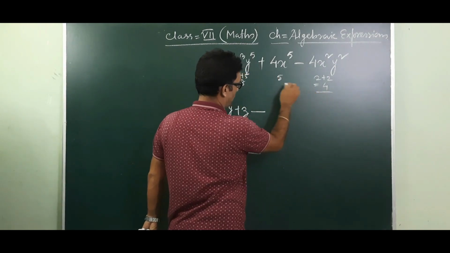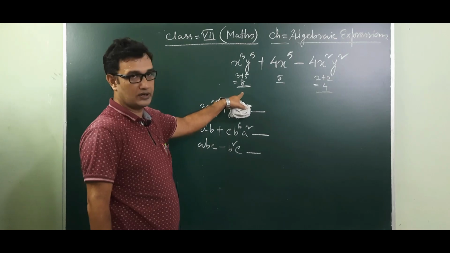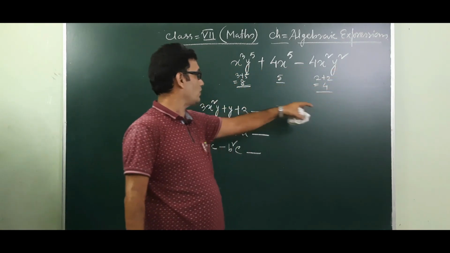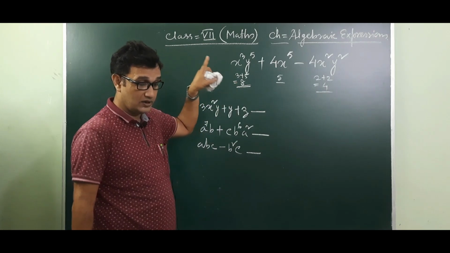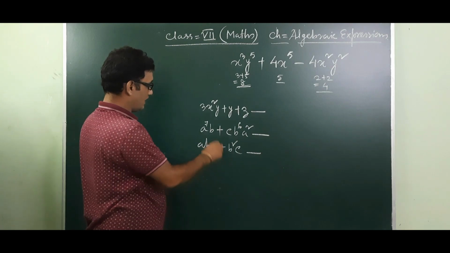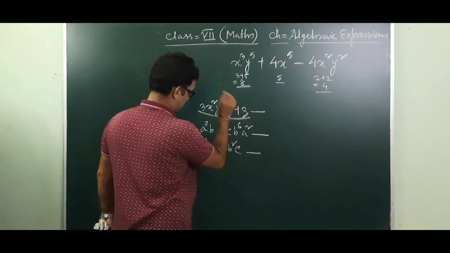Now you see here 4, here 5, here 8. Which one is the greatest? 8 is the greatest. That means the degree of that algebraic expression will be how much? 8. Similarly, now you see here also, this example I'll just show you.